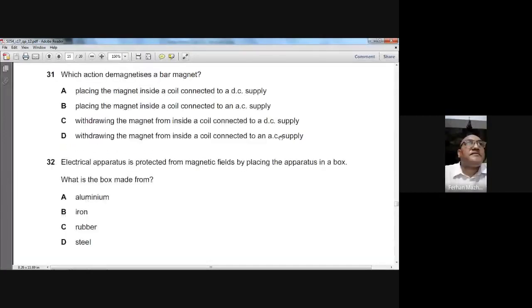31. Which action demagnetizes a bar magnet? You see, it's very simple. You take a coil, put the bar magnet inside that coil, connect the coil with the alternating current, and then withdraw that magnet slowly. The magnet will lose its magnetism. So withdrawing the magnet from inside a coil connected to an alternating current is the procedure. So D is the choice.